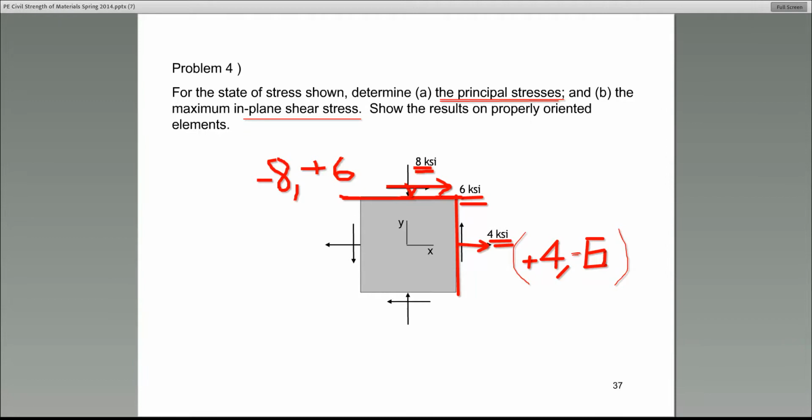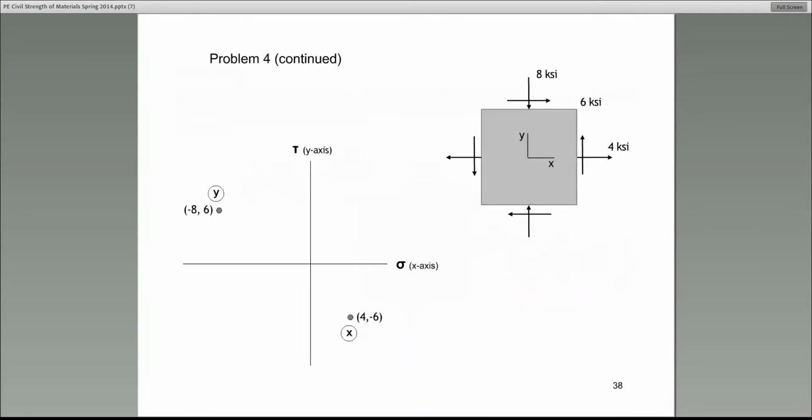Does everybody follow so far? All right, now let's put this together. Remember these coordinates? This is what I'm going to do next. I'm on slide 38. Just draw the x-axis. The x-axis is going to be the sigma. Stresses are plotted on the horizontal line. Tau, shear stress, plotted on the y-axis, like that.